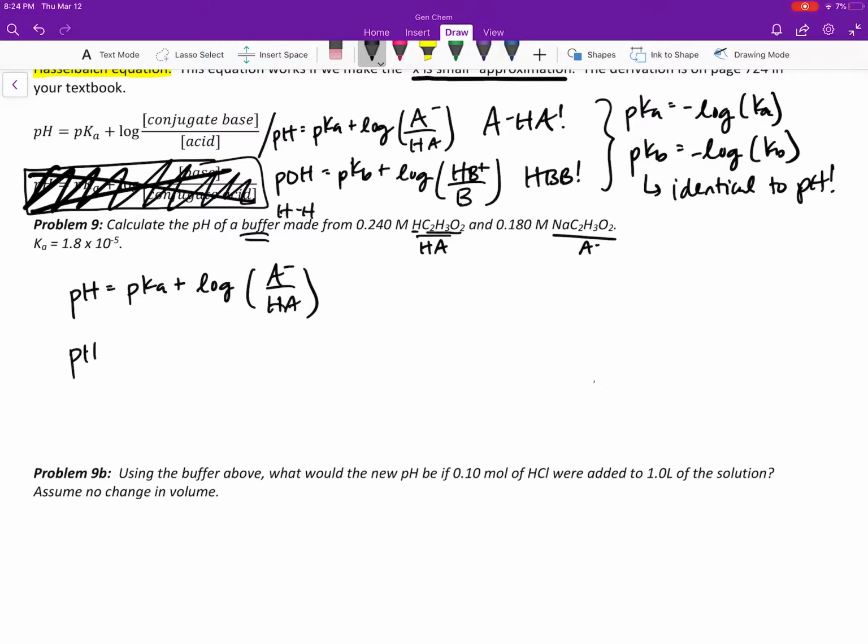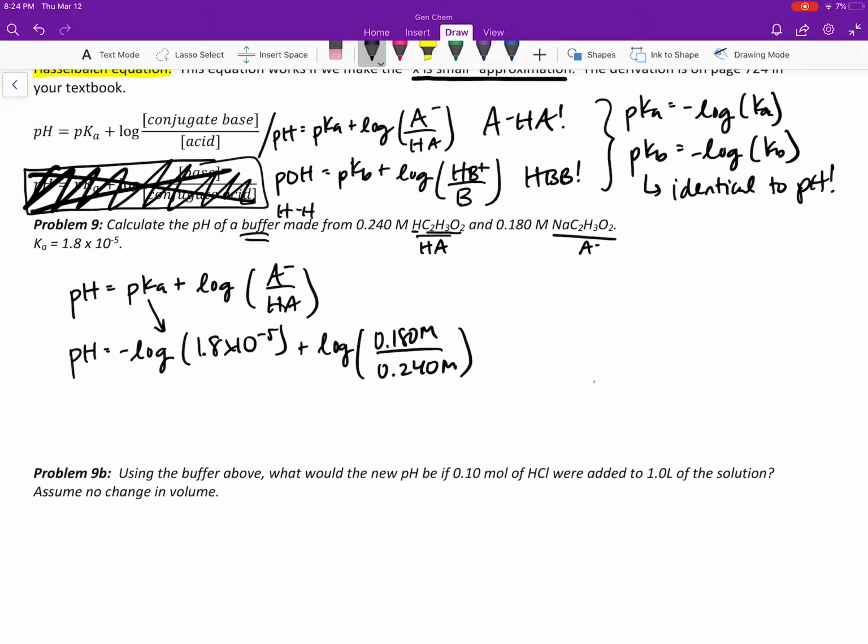So now it's a simple plug and chug. Instead of solving for pKa first, I'm just going to plug in the negative log of Ka right here, save myself a little extra time, or space, I guess.